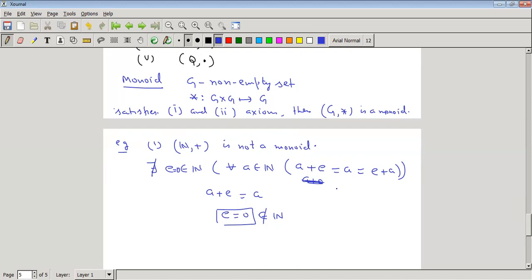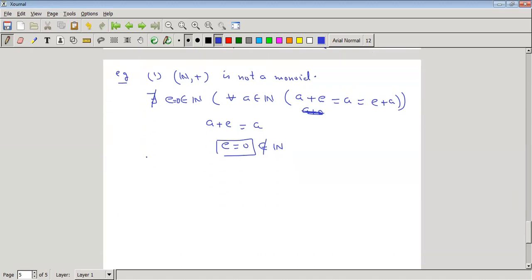Because in addition 0 is the identity element, but 0 does not belong to natural numbers. So it satisfies the first two axioms, but the third axiom is not satisfied. So N under addition is not a monoid.